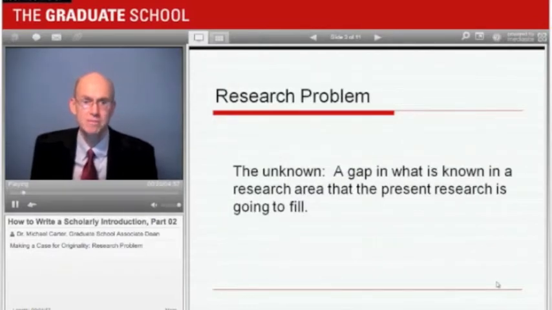What is a research problem? It is the unknown. It is what is missing from the research in the specific field, what has been overlooked in the literature, what could be made better. It is a gap in what is known that you will fill through your research project.